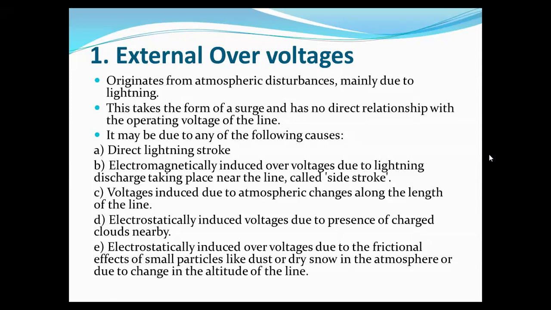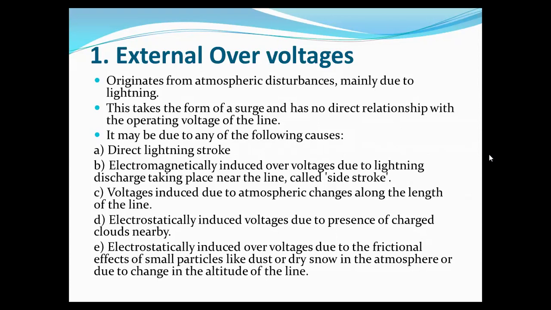Then third is the voltages induced due to atmospheric changes along the length of the line. So what happens if there is atmospheric change along the length of the line, for example sudden rain, or any other cause, then also some voltage gets induced there. Then electrostatically induced voltages due to presence of charged clouds nearby.